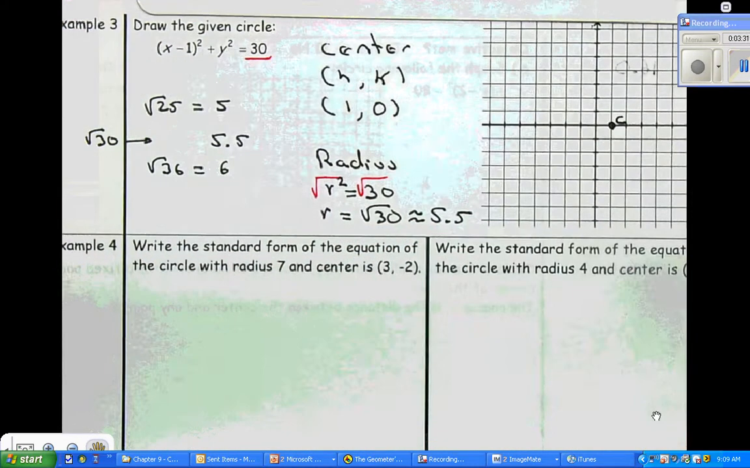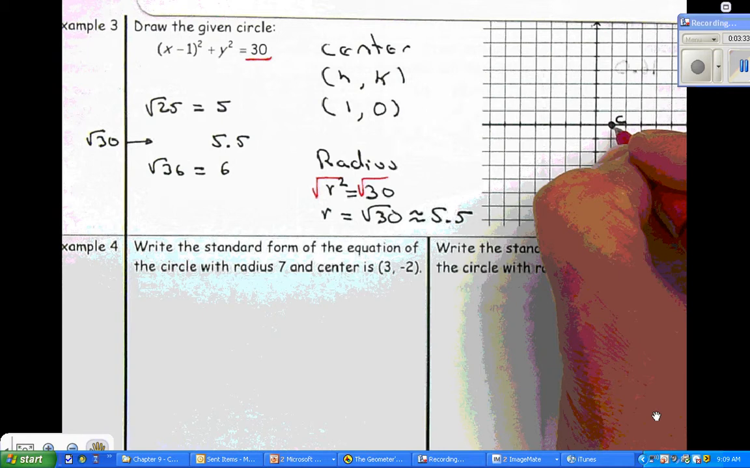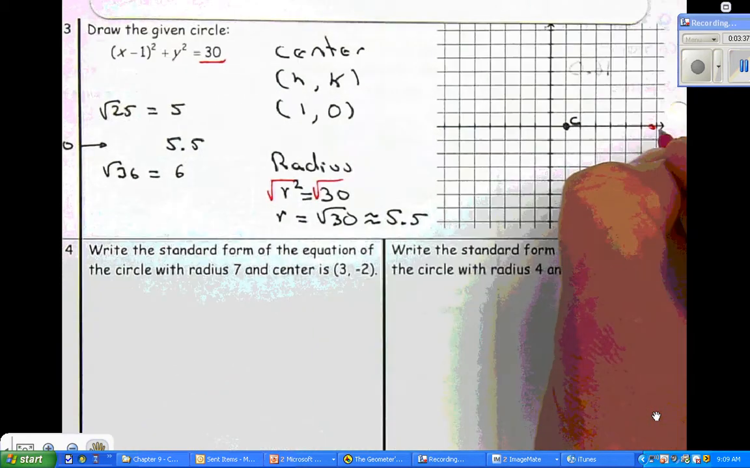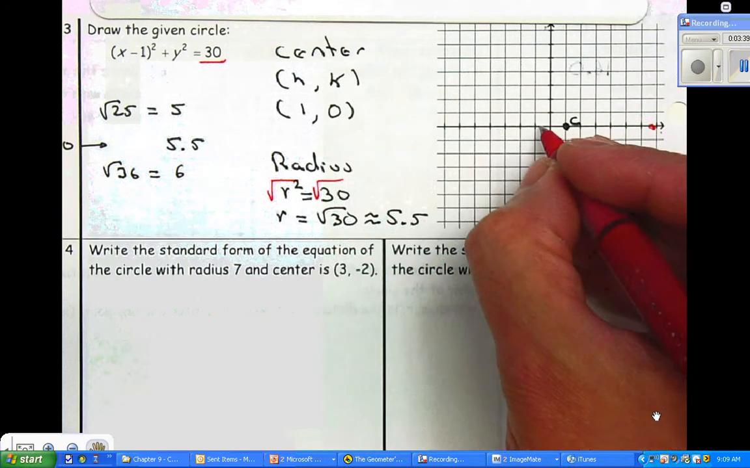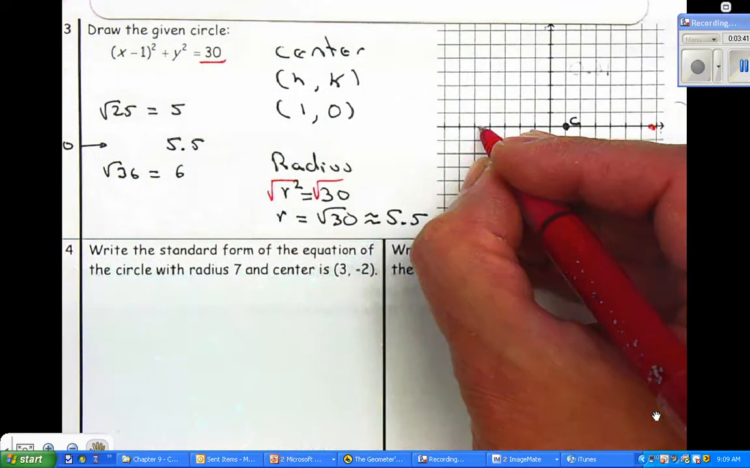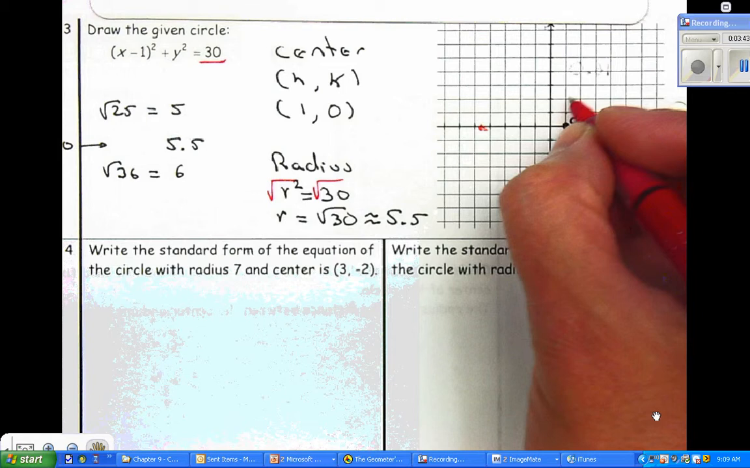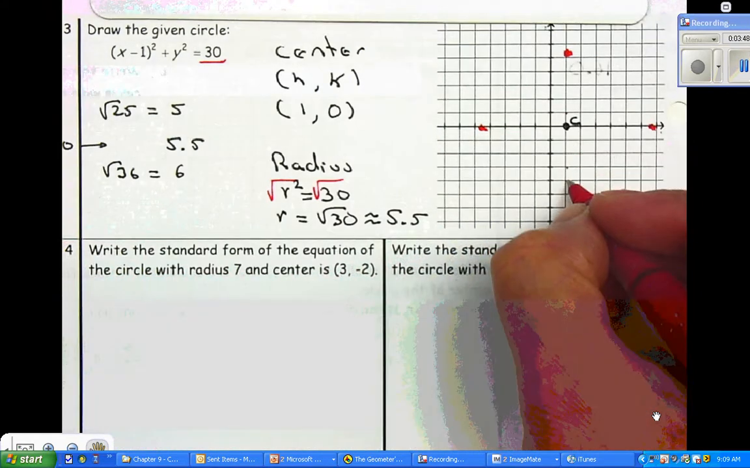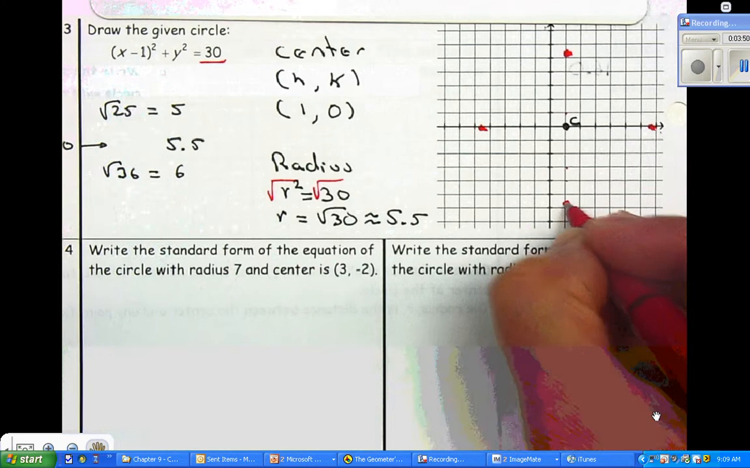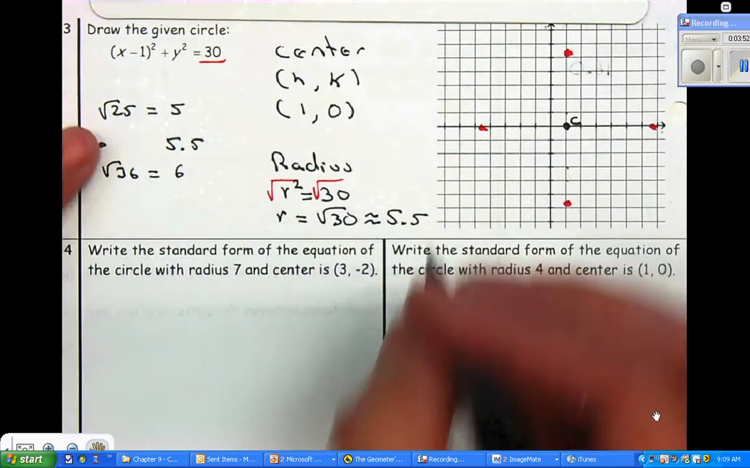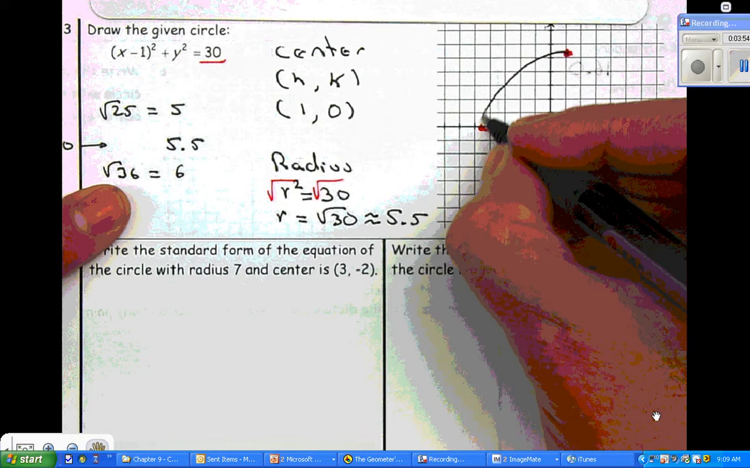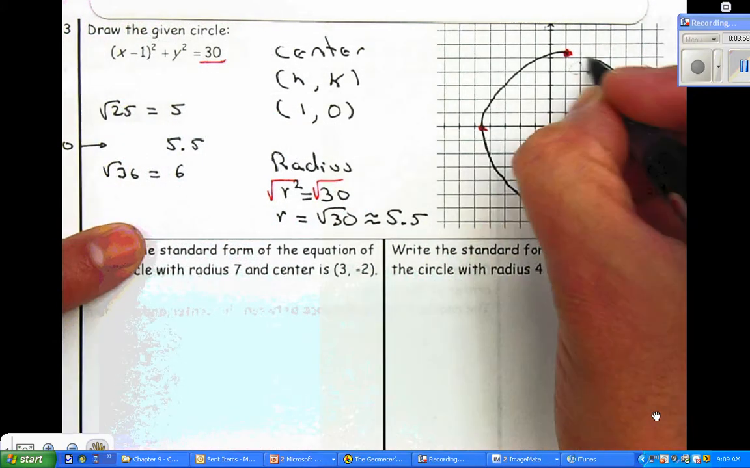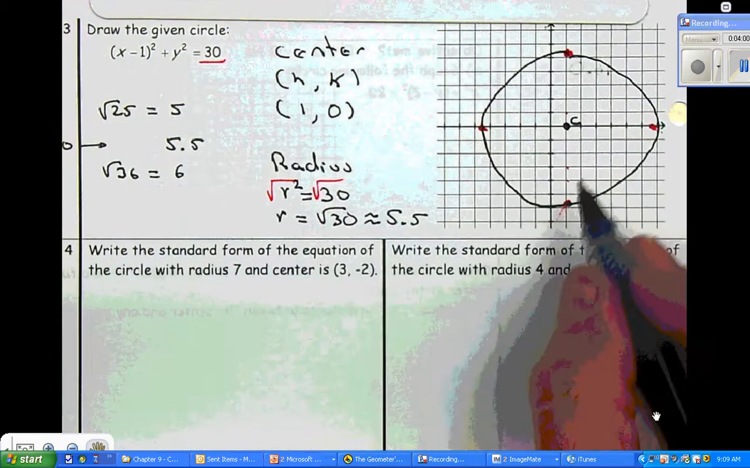So to find those other points, we're going to go 1, 2, 3, 4, 5.5 to the right. 1, 2, 3, 4, 5.5 to the left. 1, 2, 3, 4, 5.5 up. 1, 2, 3, 4, 5.5 down. We connect all those points, and that will give us a perfect circle, as you guys can see. Be sure to label your center.